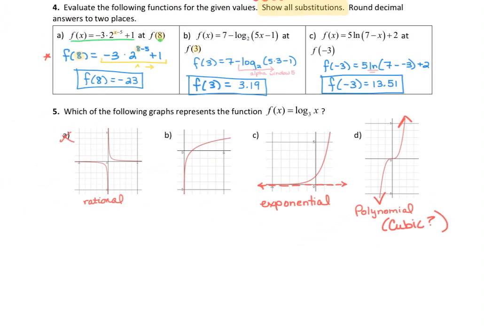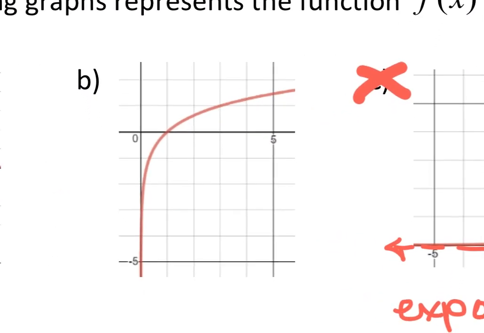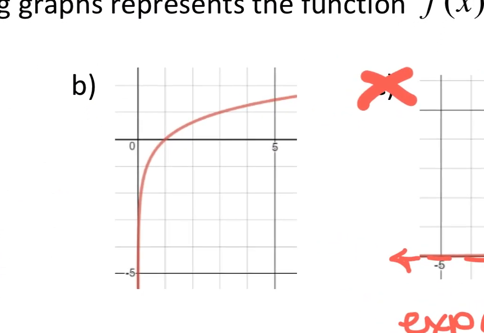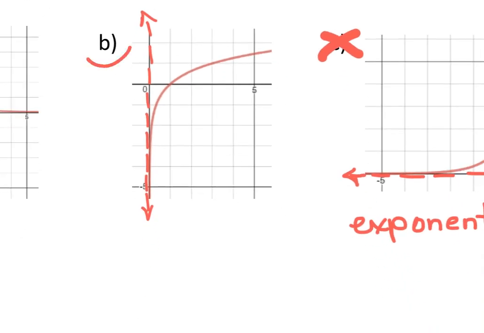And so let's go back to letter B. The way that you can tell that B is logarithmic is that it has a vertical asymptote here, and a logarithmic function has one asymptote and it's a vertical asymptote. So your correct answer B is the logarithmic function.